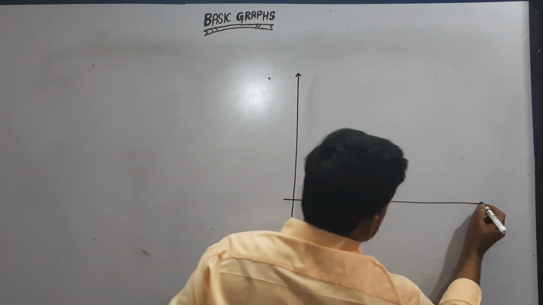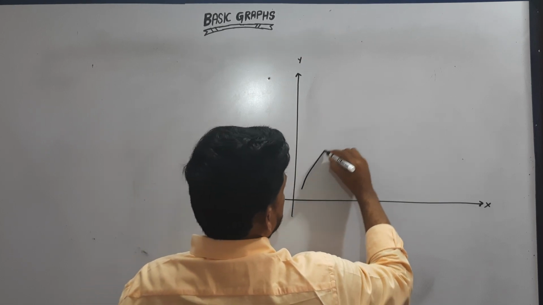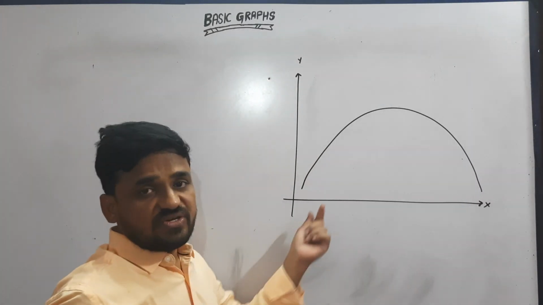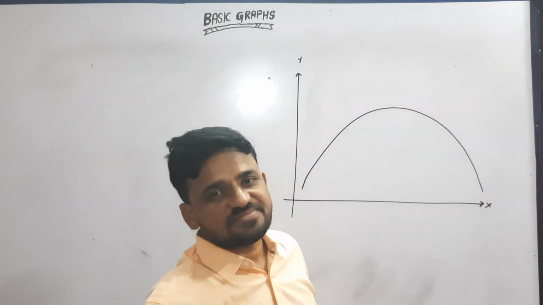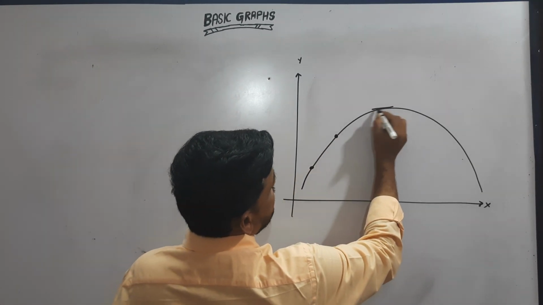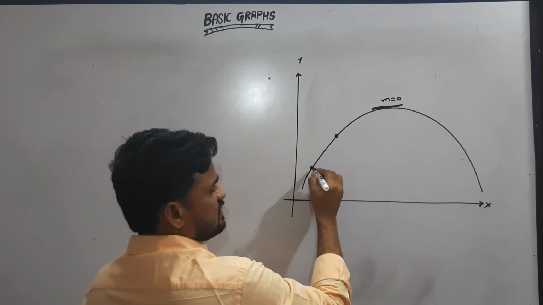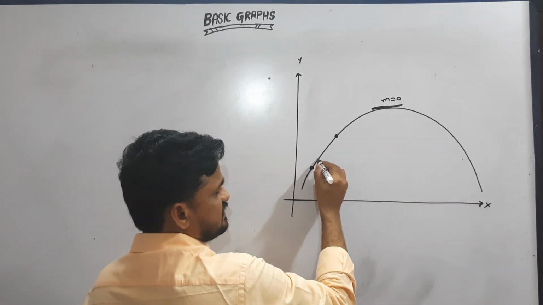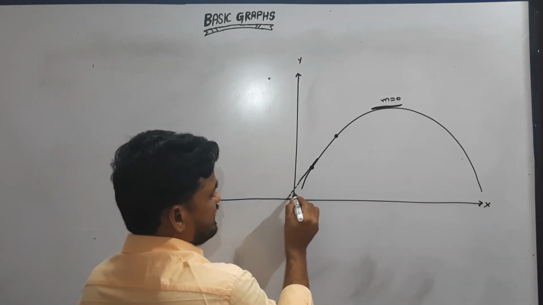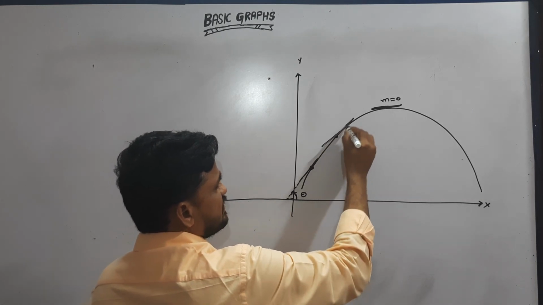Suppose the graph is like this. So here slope trend ela undo choodandi. Consider 2 points. Finally, at this position slope is 0. Consider 2 points on this graph. Draw tangent. That tangent makes an angle with positive x-axis, which gives the slope. Draw tangent to this graph.